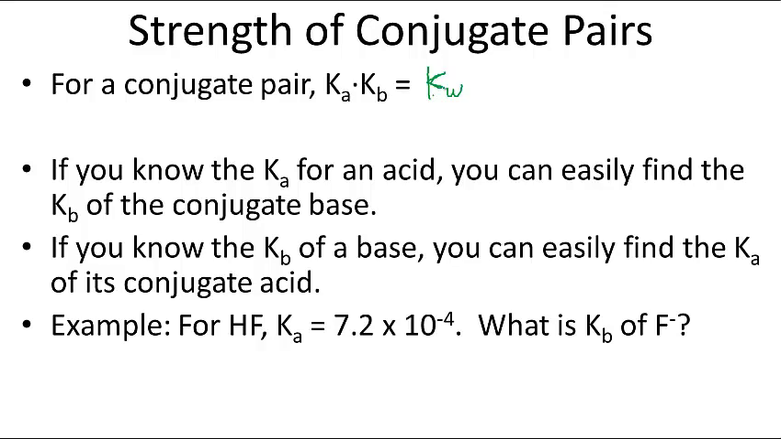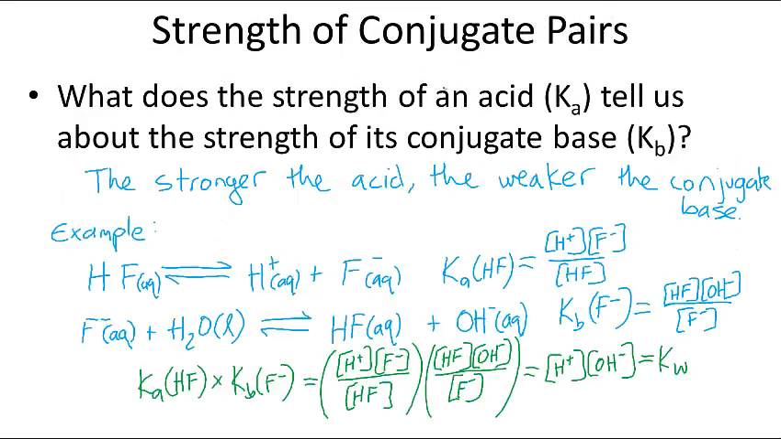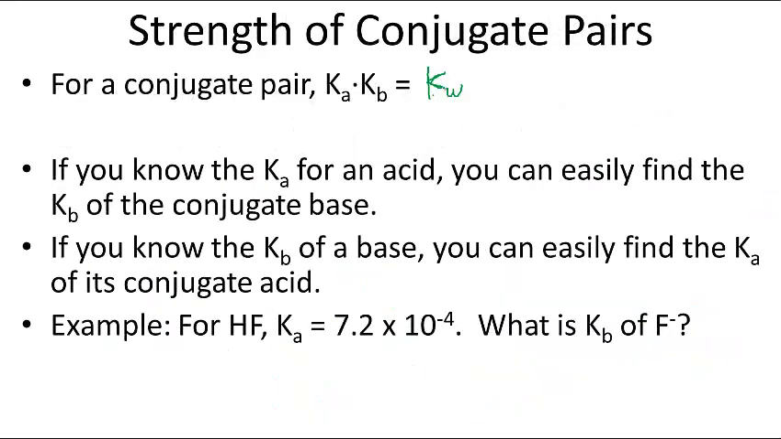So for this equation to remain true, the higher Ka is, what does that mean about Kb? Has to be lower. If Kb is higher, Ka has to be lower. So it's saying mathematically what we just said conceptually. The stronger the acid is, the weaker the conjugate base will be, and vice versa. So the strength is related for any conjugate pair. If you know the Ka for the acid, you can find the Kb of the conjugate base. If you know the Kb of the base, you can find the Ka of the conjugate acid. So for HF, here is the Ka. Go ahead and find the Kb of F minus.